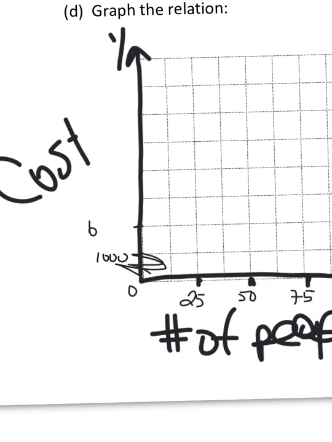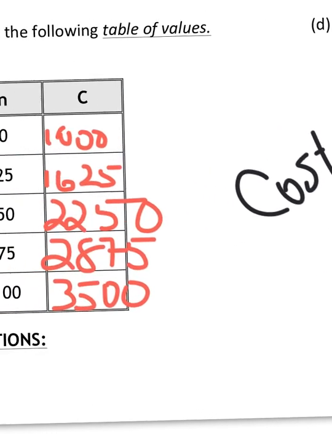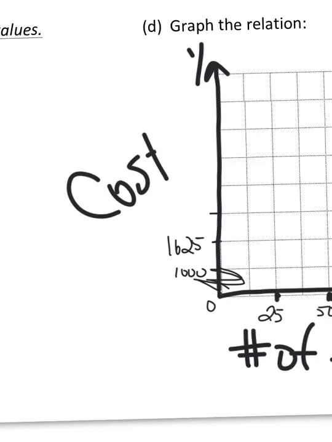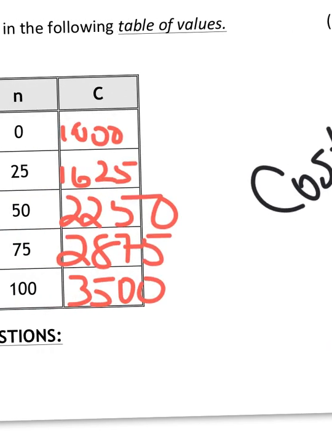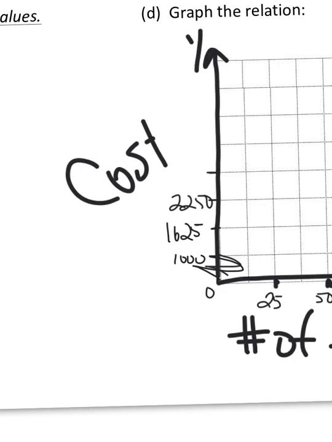So I'm going to put on my next one. I had 1,625. Oops, I'm not writing that right. Let's try that again. I have 1,625. Then what was my next one there? We had 2,250. My next one was 2,875.